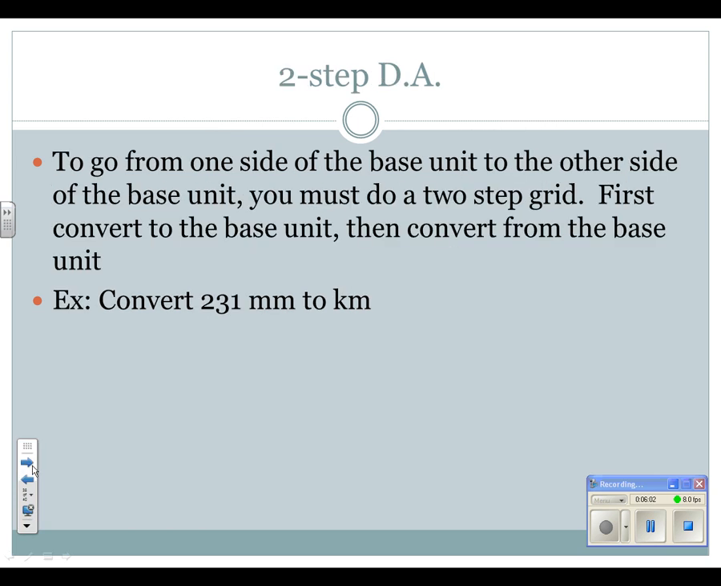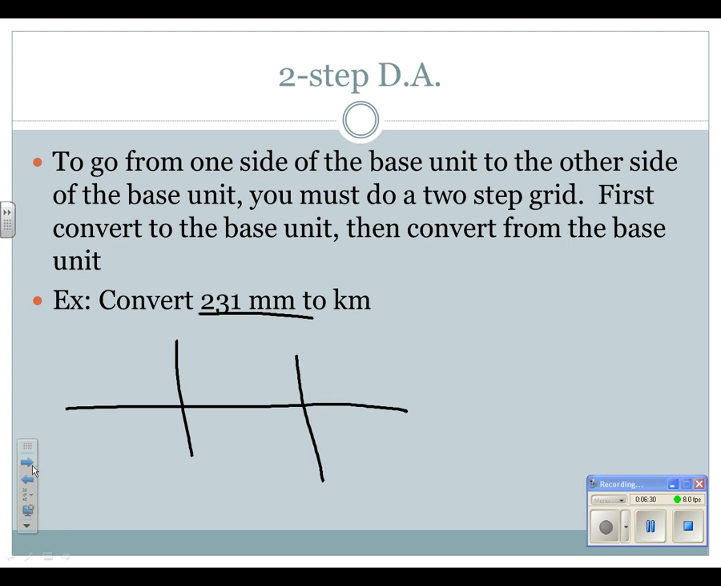But with this, we can go to two-step problems, and eventually we go into 3 and 4 and 5-step problems when we get later on in the year. But to go from one side of the base unit, so say we're going from milligrams to kilograms, we're going to go from milligram to gram to kilogram. Or go backwards from kilogram to gram to milligram. So in our example, we know it's going to be 2 steps now, so I'm going to draw a 2-step grid. It's always the same though.